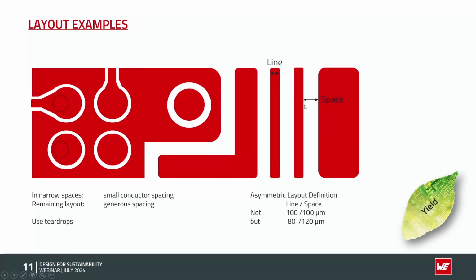Also, for us, the space is more important. So if you have a standard line, it makes sense, instead of using a symmetrical definition like 100 line and 100 space, to implement, for example, an 80 micron line width and 120 micron spacing, which again improves the yield, makes the board more sustainable and also saves some cost.